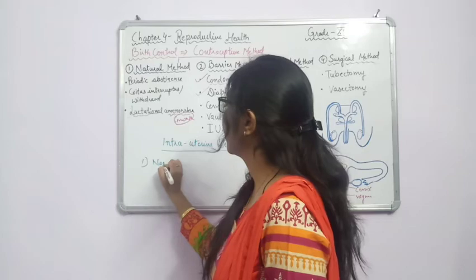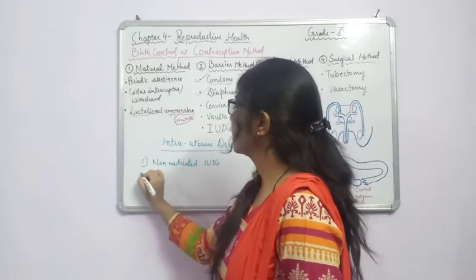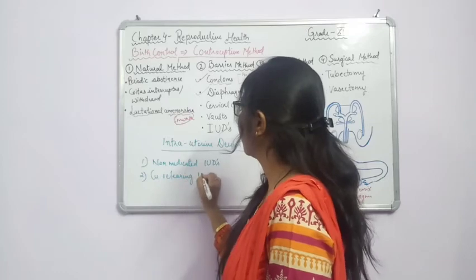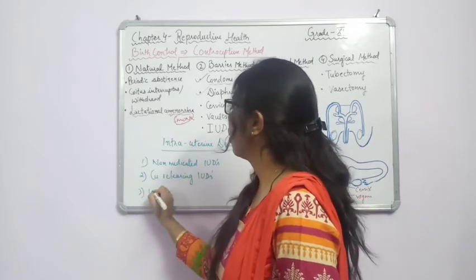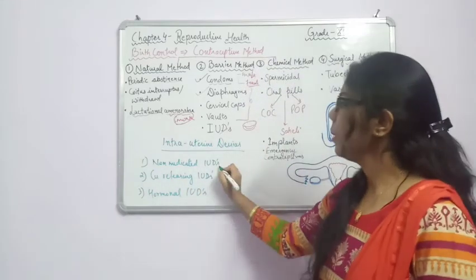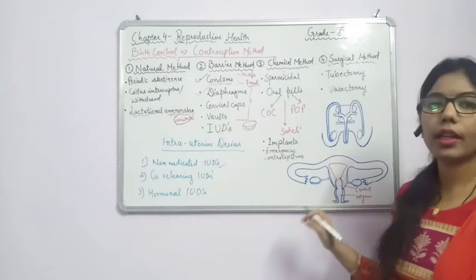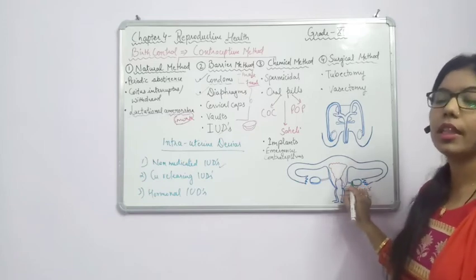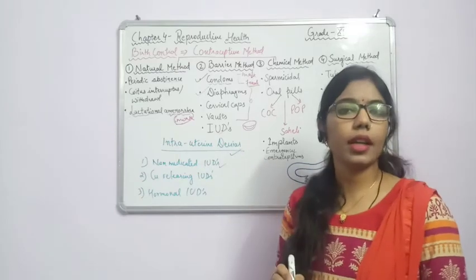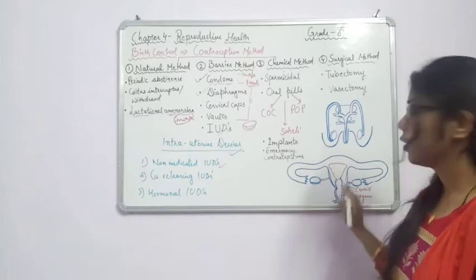First one, non-medicated IUDs, second one, copper releasing IUDs, and third one is hormonal IUDs. Okay, one by one we'll discuss them. Non-medicated IUDs means that anything we are inserting into the uterus will block the entry of sperm. So we can say whenever we are using intrauterine devices, they will act as phagocytosis for the sperm.